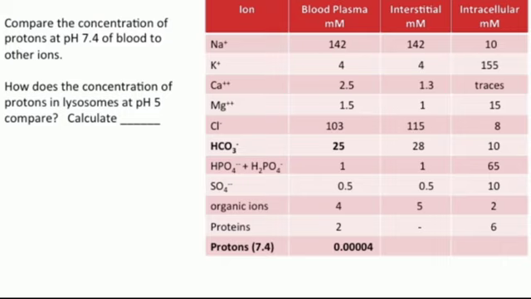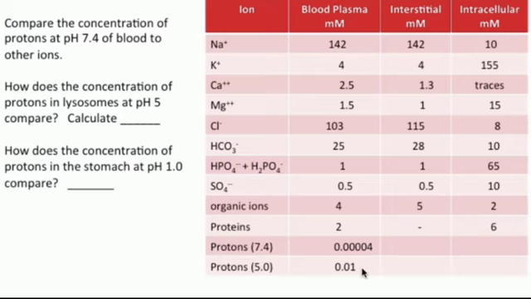How about the concentration of protons in a lysosome, which has a pH of 5? Can you give me the concentration of protons there? Well, it'll be 10 to the negative 5, or 0.01 millimolar, because a millimolar is 10 to the negative 3, 10 to the negative 4, 10 to the negative 5. Again, we're still dramatically lower than most of these other ions.